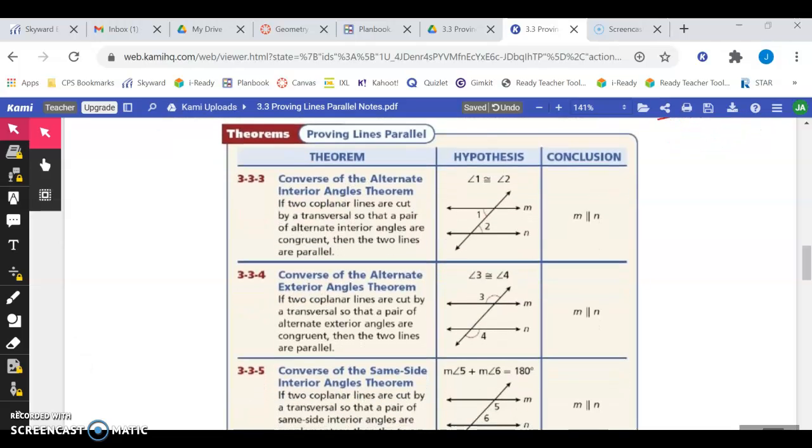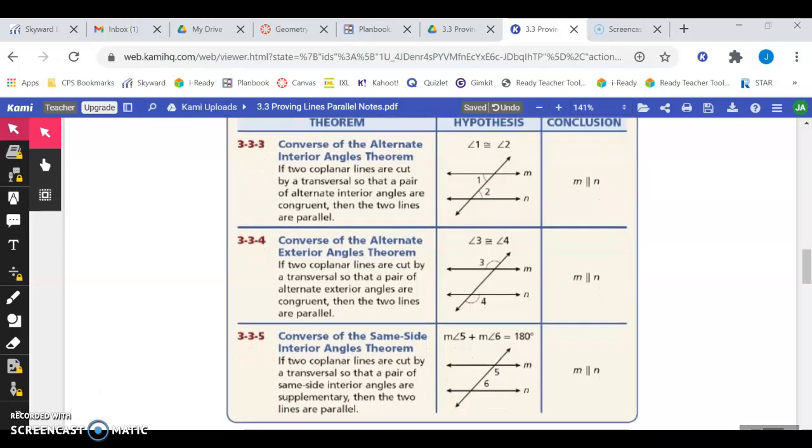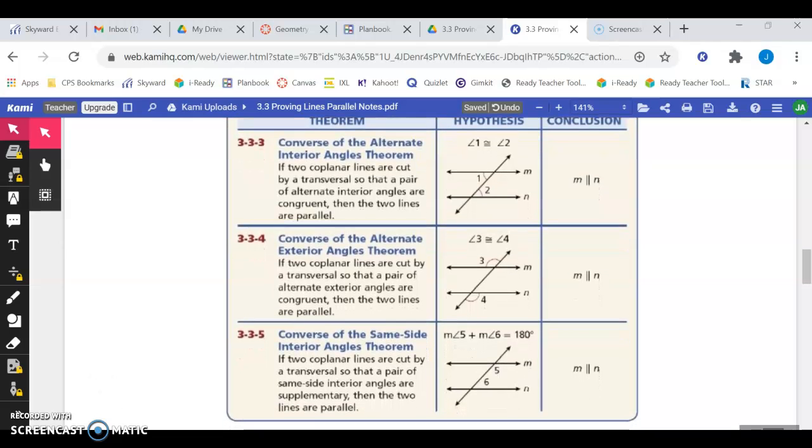And then we have a few theorems here, proving lines parallel. The first one is the converse of alternate interior angles. Remember, alternate interior angles are on the inside of the parallel lines, but on opposite sides of the transversal. If those are equal, then that proves that M and N are parallel in the picture.